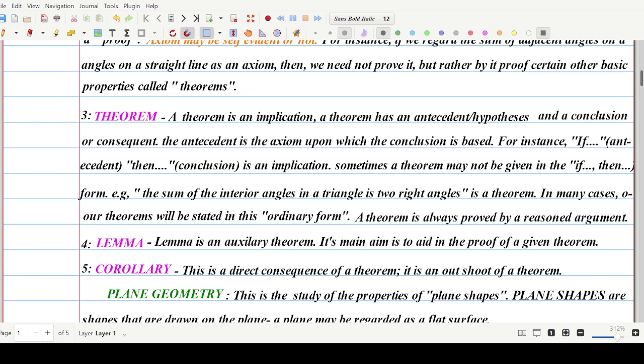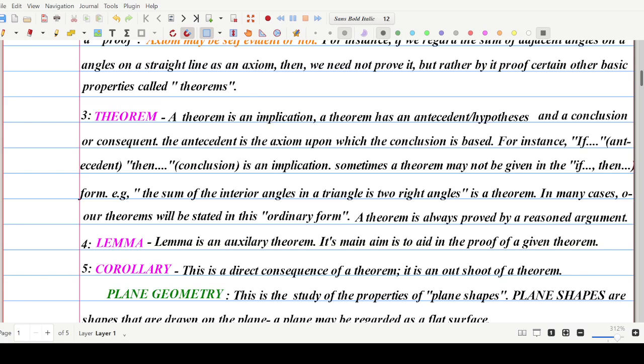So let's look at another way the properties can present themselves. It can present itself as a lemma. Now, what is a lemma? A lemma is an auxiliary theorem, that is a helping theorem. Its main aim is to aid in the proof of a given theorem, to assist in the proof of a given theorem.